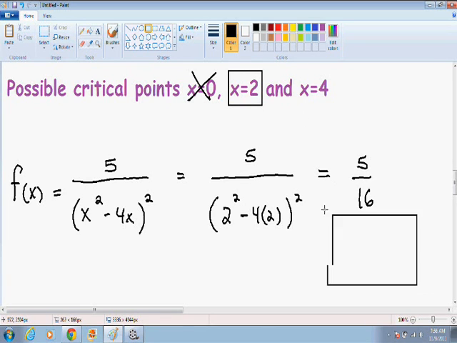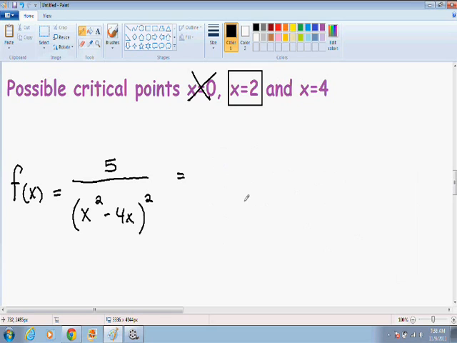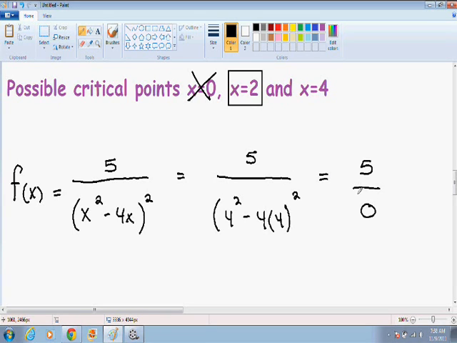And finally, let's test out x equals 4. If you plug 4 in for x, we get 4 squared minus 4 times 4, all squared in the denominator, and we have a 5 in our numerator, and that is equal to 5 over 0. Once again, we can never have a 0 in our denominator, so therefore 4 is not in the domain of the original function, and therefore x equals 4 cannot be a critical number. So this function has one critical number at x equals 2.